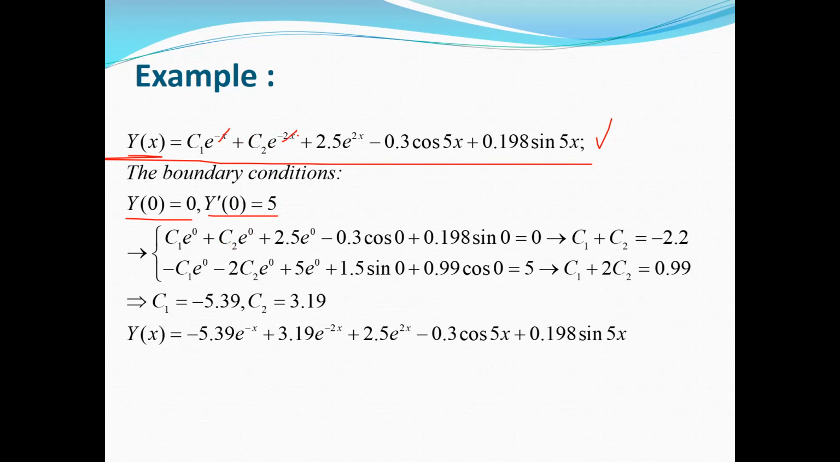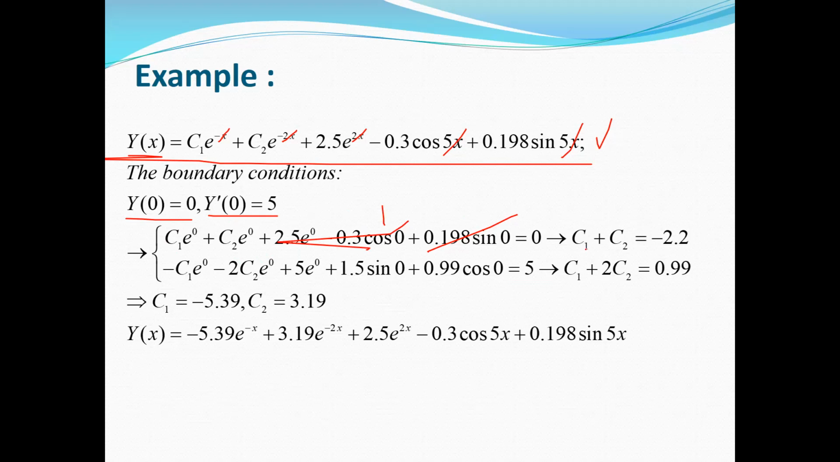This is minus 2 times 0, which is 0. 2 times 0, which is 0. Cosine of 5 times x, which is 0. And 5 sine of 5 times x, which is again 0. Here we will have c1 exponential 0 plus c2 exponential 0, and finally we have cosine and sine of 0. This term is equal to 0 because the sine of 0 is 0. The cosine of 0 is equal to 1.